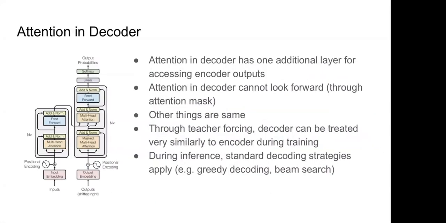Attention in the decoder side is quite similar. It just has one additional layer for accessing the encoder outputs. And that's this one, right? Basically, you see that this arrow comes in. So you're doing this really similar thing on the decoder side, except that when you're doing the attention for the query key values, you can take a look at both the input and the decoder.